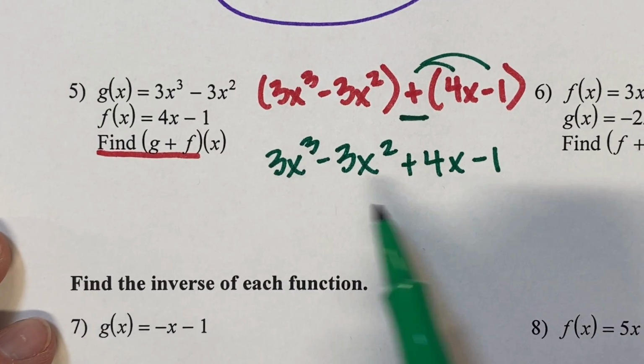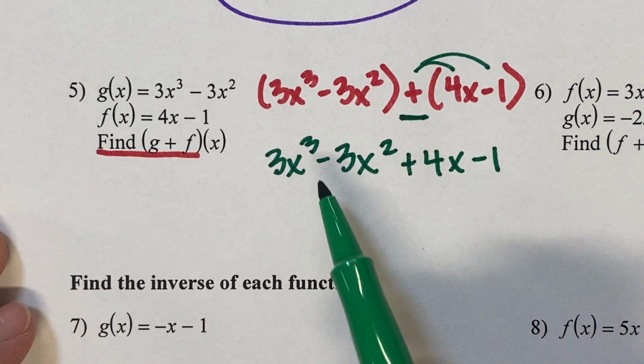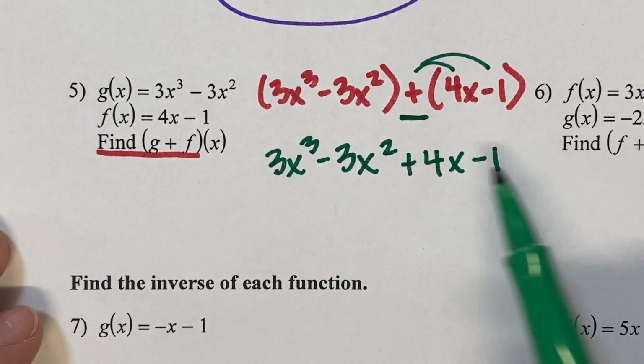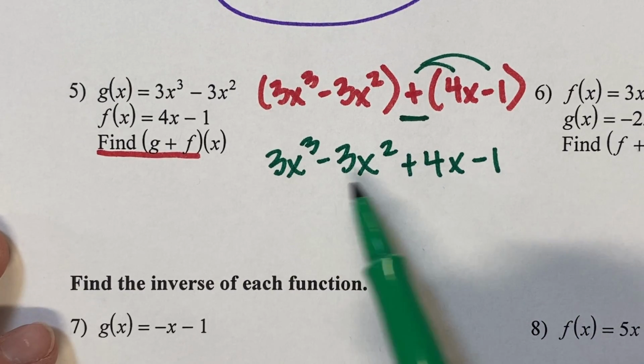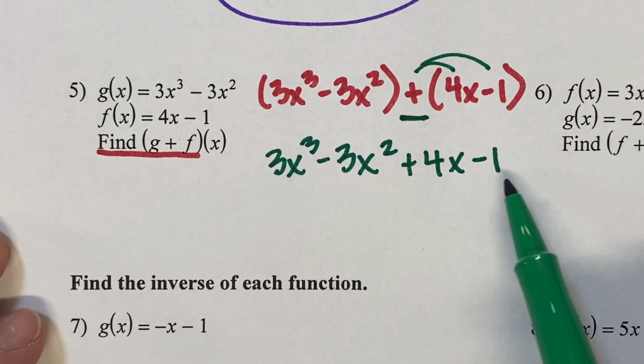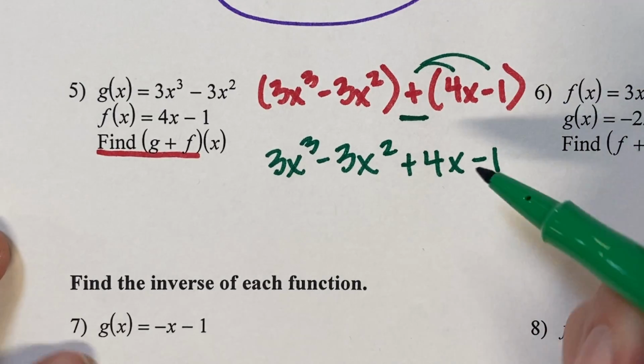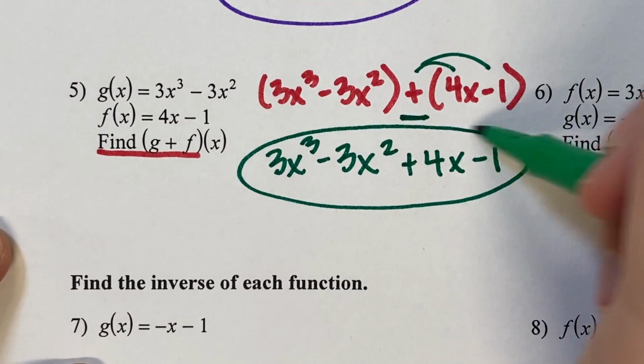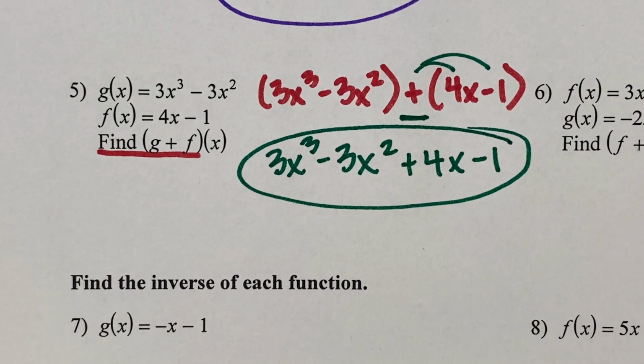Okay, now I just need to see if I can combine like terms. Well, I have an x cubed, no other x cubes. I have an x squared, no other x squareds. I have an x to the first power that I can't combine, and just a constant. So that guy is actually fully simplified. Awesome.